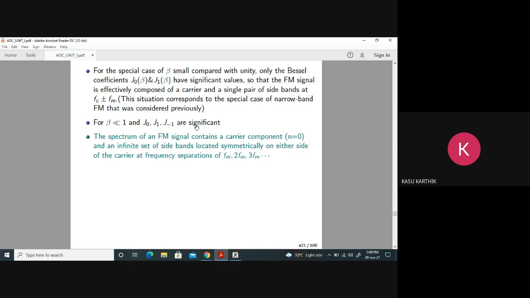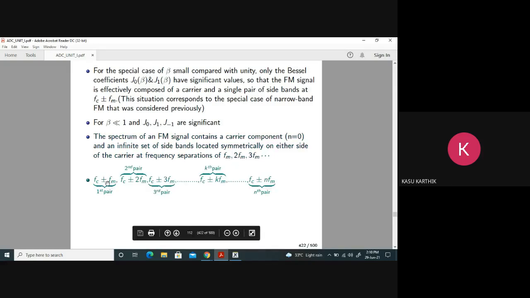So the FM spectrum contains a carrier component and an infinite number of sidebands on both sides of the carrier. In the first pair, Fc plus or minus Fm is called the first pair. Fc plus Fm, Fc minus Fm. In the same way, Fc plus 2Fm, Fc minus 2Fm. Second pair, third pair, and so on, kth pair, nth pair.